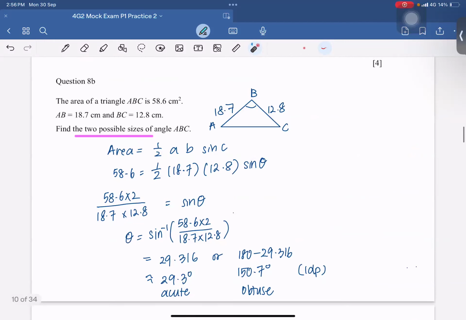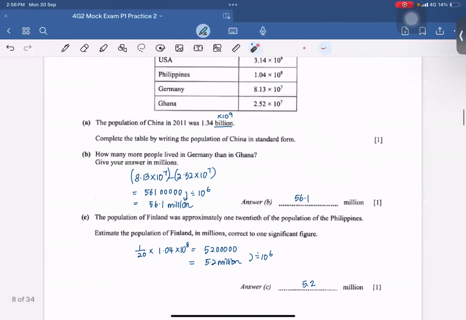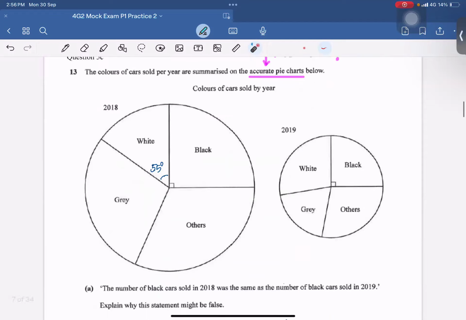Next question. Just now I was saying, where did it go to? Give me a minute. That's my trapezium.